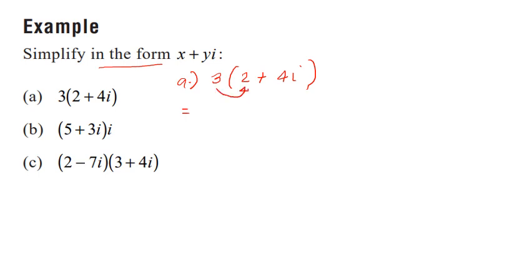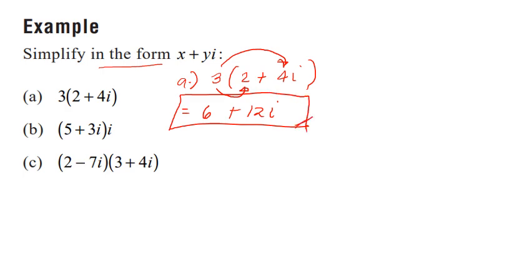With this one, you simply distribute 3 to each term. So you will have 6 plus 12i. This is the final answer. Let's have letter B. We have 5 plus 3i times i. Basically, you need to distribute i to each term.